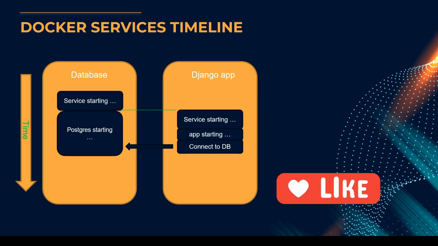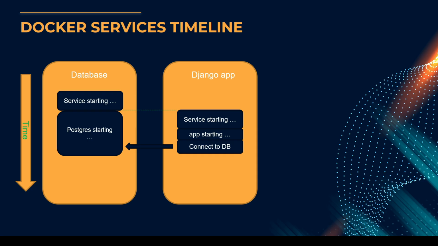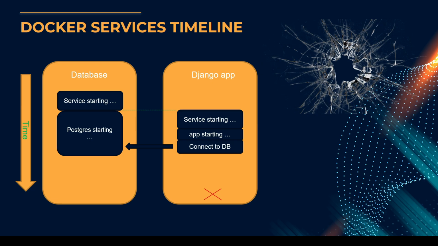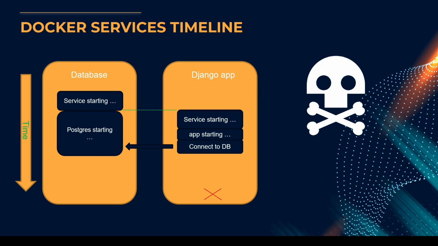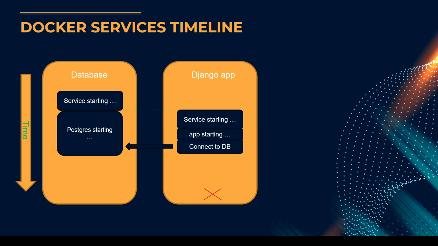So as soon as the Django app finishes starting, it will then try and connect to the database, but Postgres is still in the process of starting, so it's not ready to accept connections yet. So the Django app will crash. It will throw an exception saying something like unable to connect to the database. By the time the Postgres database is finally ready, the Django app has already crashed and we would need to restart the service from the beginning.